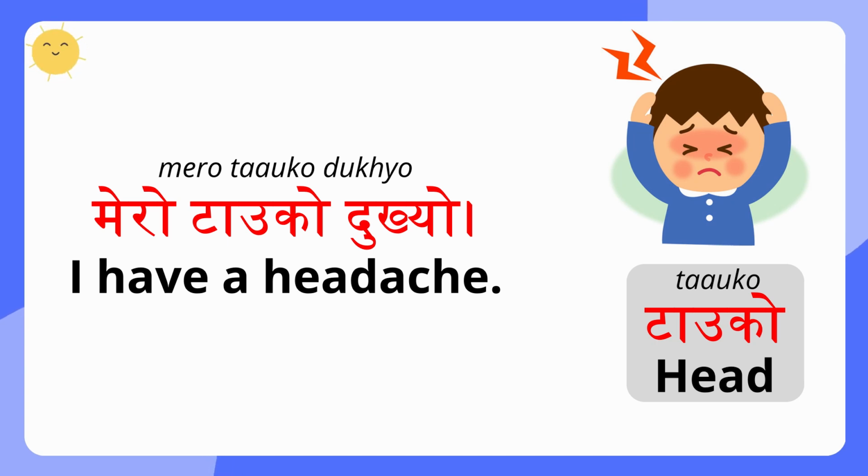Whenever we are saying I have, we also use the same possession form of I, that is मेरो, which also means my. But here, मेरो means I have. So I have a headache. मेरो टाउको दुख्यो. Tauko means head and dukhyo means hurts. So you can also say my head hurts or I have a headache. Mero tauko dukhyo. I have a headache.